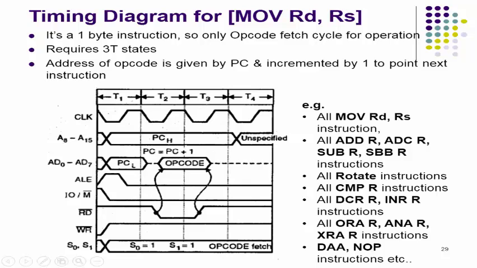All increment and decrement instructions and all 1 byte logical instructions, ORA R, that is ORA B, ORA C, ANA B, ANA C kind of logical instructions. Then DAA, decimal adjust accumulator, and NOP, no operation. So all these instructions are examples of 1 byte instructions which require the opcode fetch machine cycle.